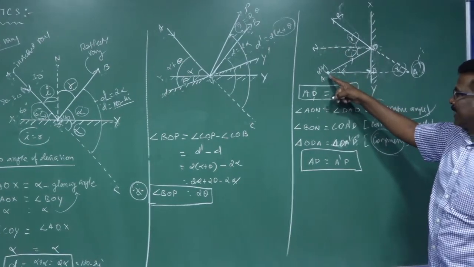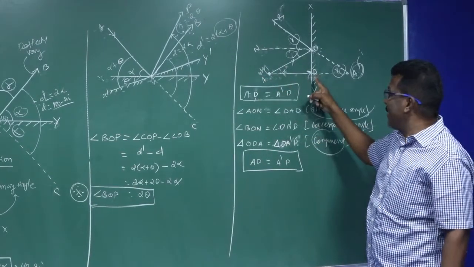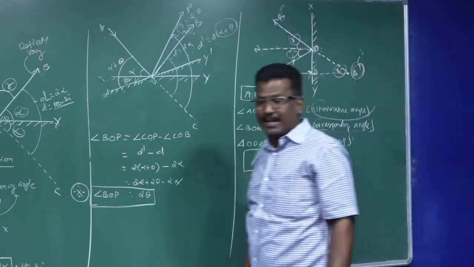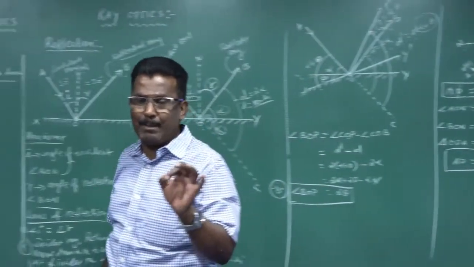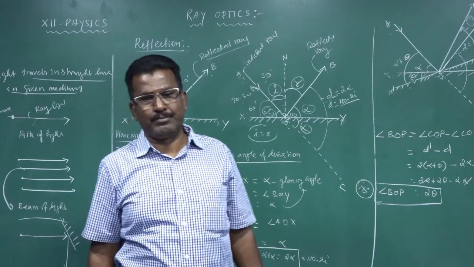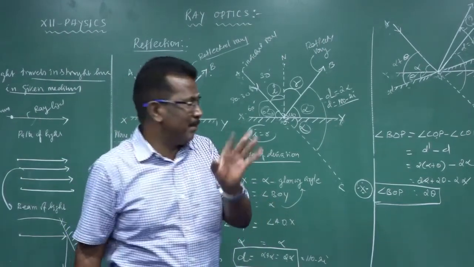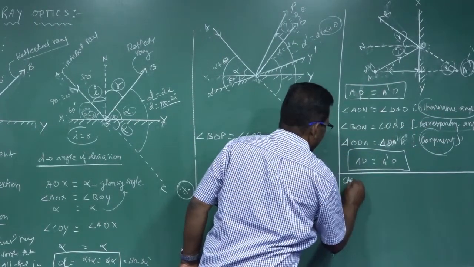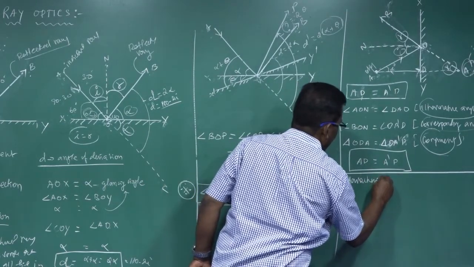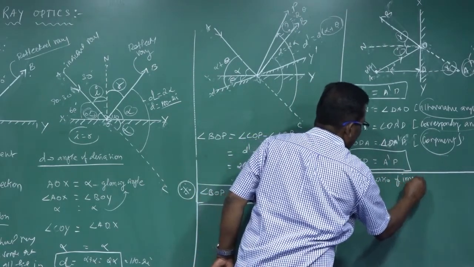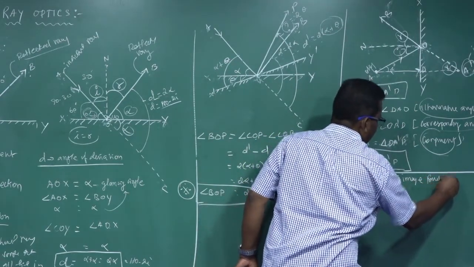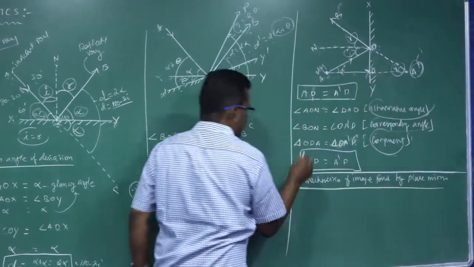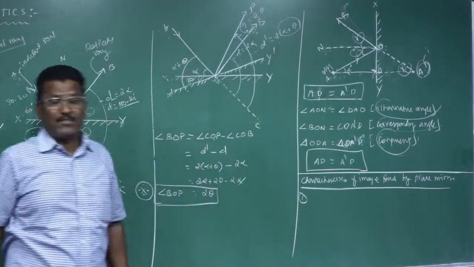However much distance I place the object in front of the plane mirror, the image appears at the same distance inside the mirror. It is one of the characteristics of the image formed by a plane mirror. What are the characteristics of the image formed by a plane mirror? Let's see.